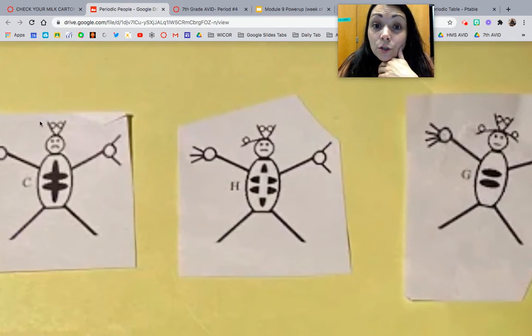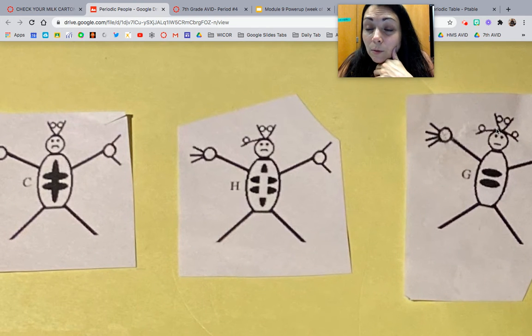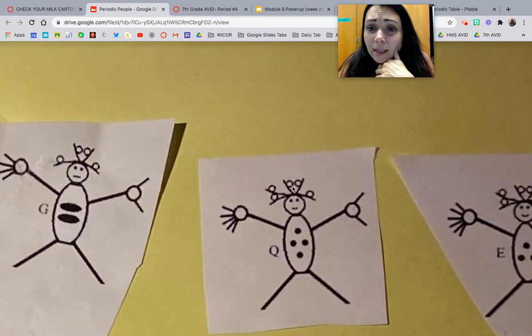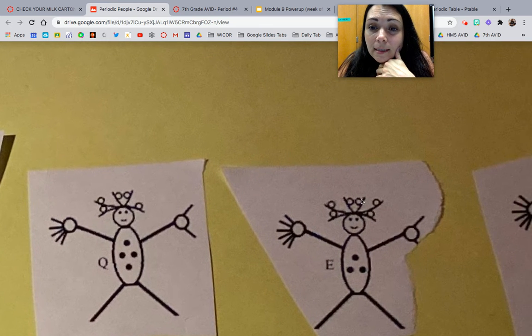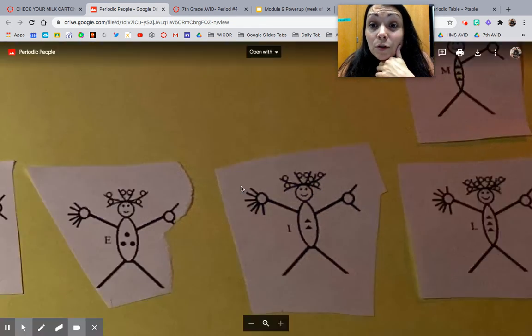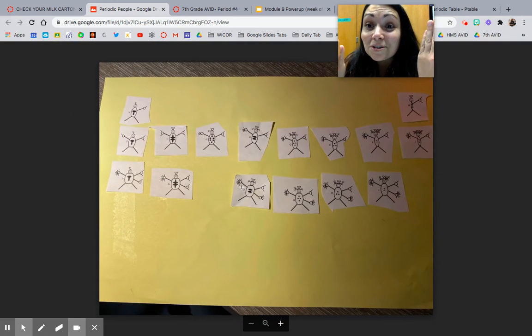So this one has 2 dots, this one has 3, this one has 4. And then as I scroll over, if it lets me, I have 5, 6, 7, and then 8. So that's supposed to represent the valence electrons.